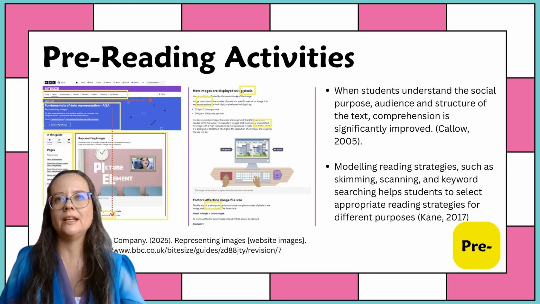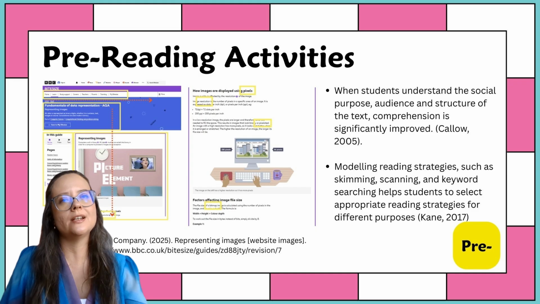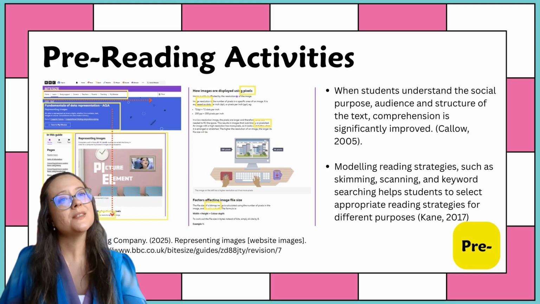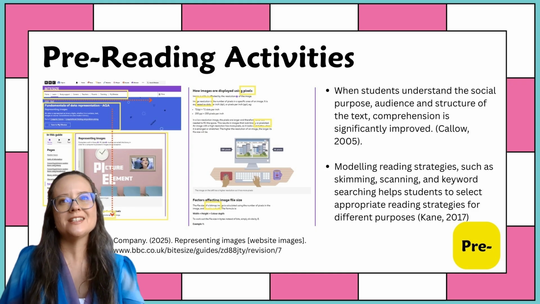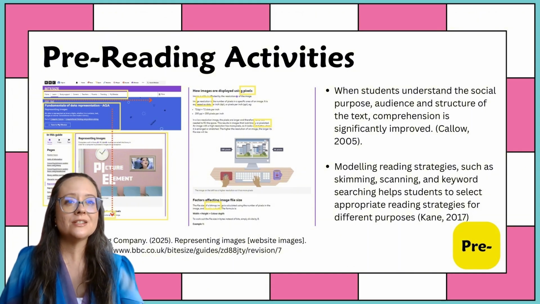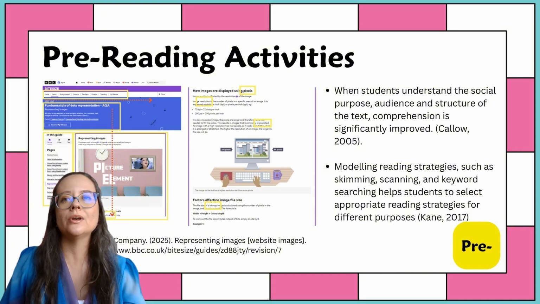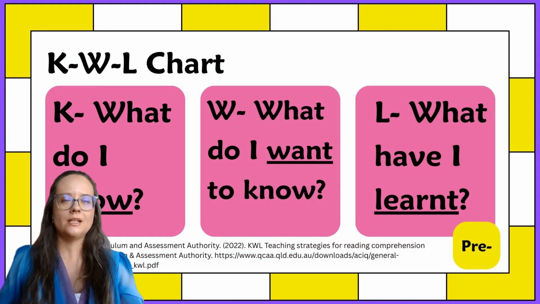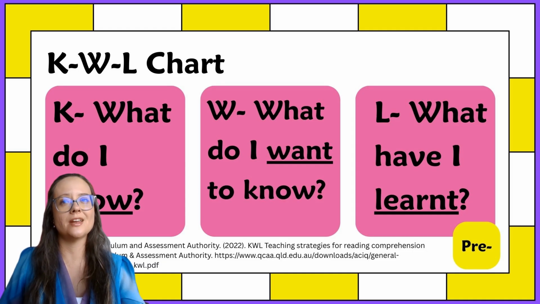In this sequence, pre-reading activities include unpacking how the website functions, explicitly teaching navigation strategies, and breaking down technical vocabulary. Teaching students how to navigate, use headings, hyperlinks, and embedded media supports their understanding of salience and positioning, extending contextual knowledge. Modeling reading strategies such as skimming, scanning, and keyword searching also helps students to select appropriate reading strategies for different purposes. A key strategy and activity I use in this phase is the KWL chart that supports the explicit teaching and development of discipline-specific literacy vocabulary.